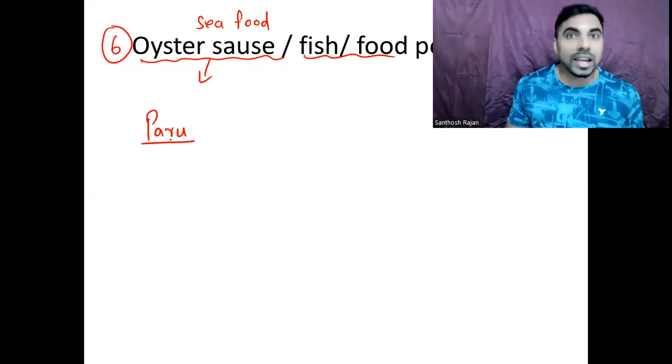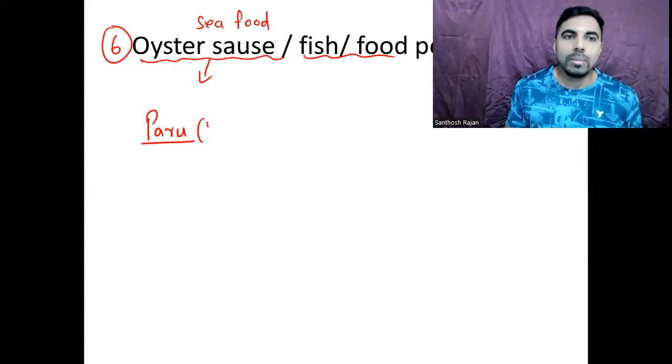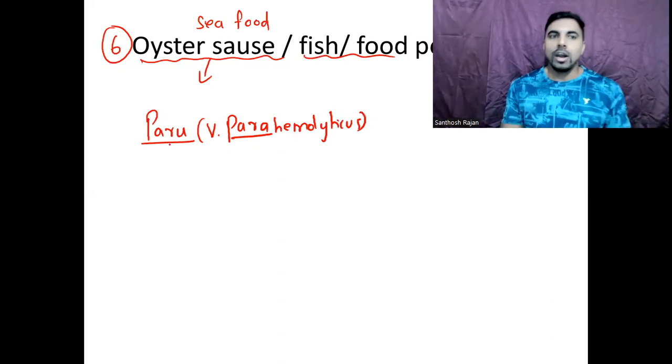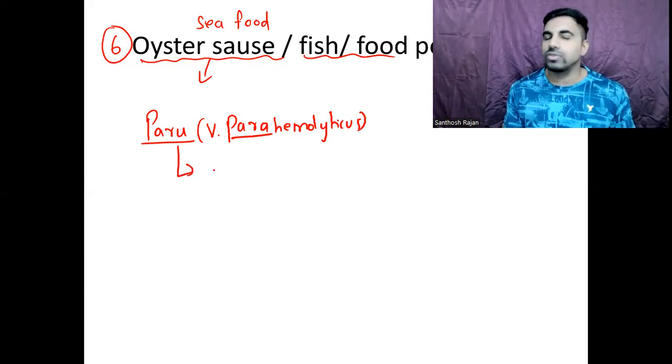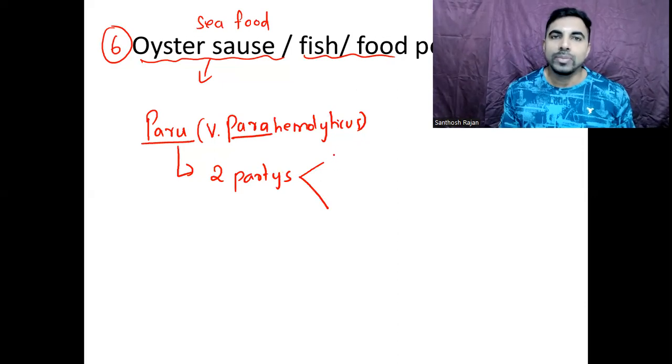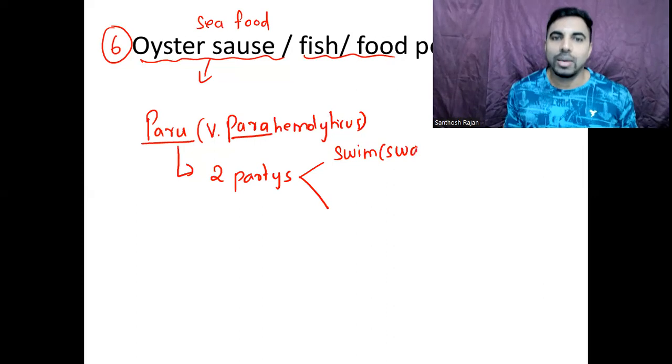That's a different story. There is a bacterial Paru also. This Paru's name is Vibrio parahaemolyticus. It's very easy and very sweet. Remember Paru like this. Paru is a lucky girl, she attends two parties. One party is the swimming pool party, a swimming or swarming party.